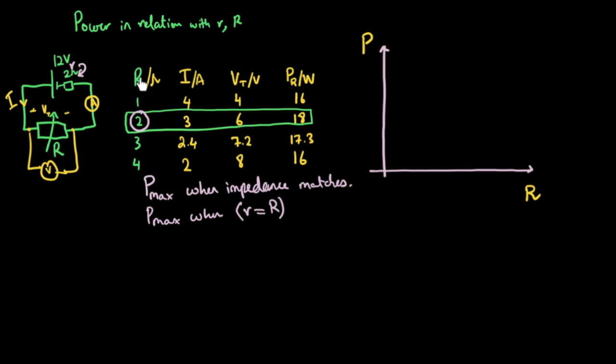So the value of R was increasing throughout, 0, 1, 2, 3, 4. But the power increased and then decreased. So R was increasing throughout, but the power increased and then decreased. So you understand the shape? The shape would be an inverted curve like this.